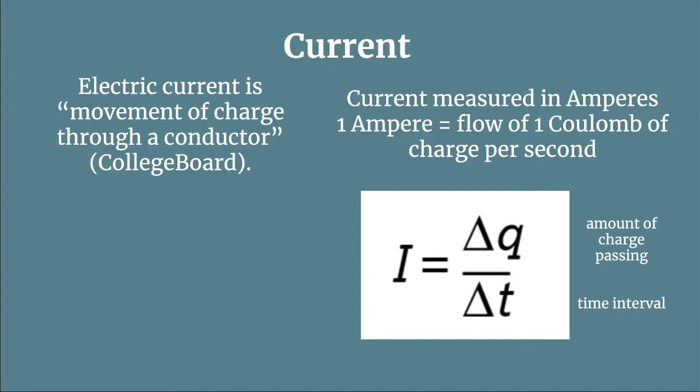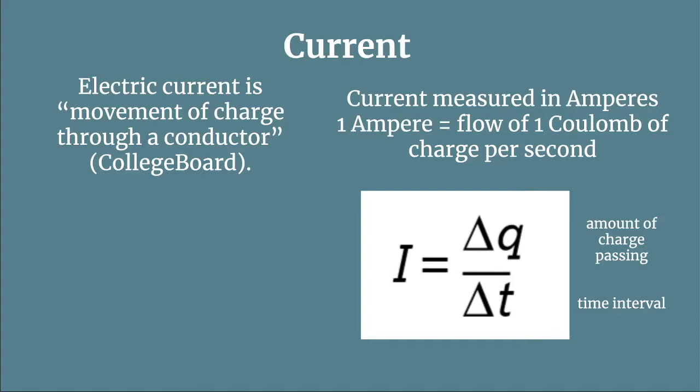Current is the movement of charge through a conductor. In direct current circuits, you can imagine current like a conveyor belt of electrons. It is measured in amperes, which is the flow of 1 coulomb of charge per second. Remember that a coulomb is 6.241 times 10 to the 18 electrons, so it is a lot of charge. Because of this, we usually work with pretty low numbers of amperes.